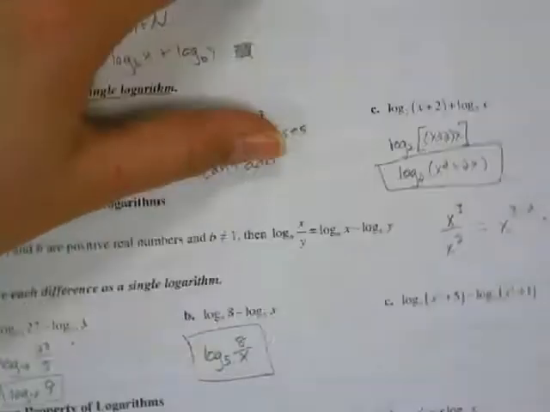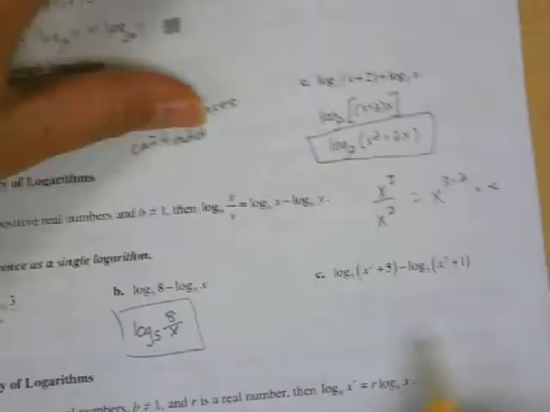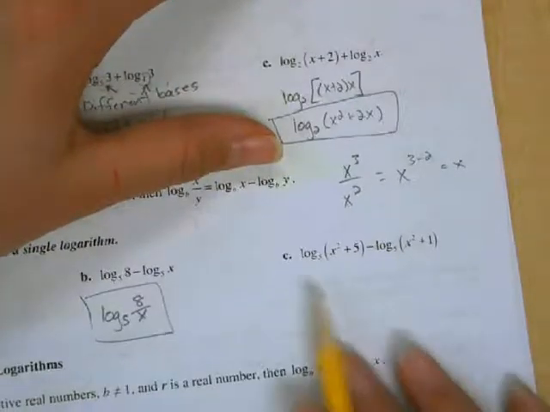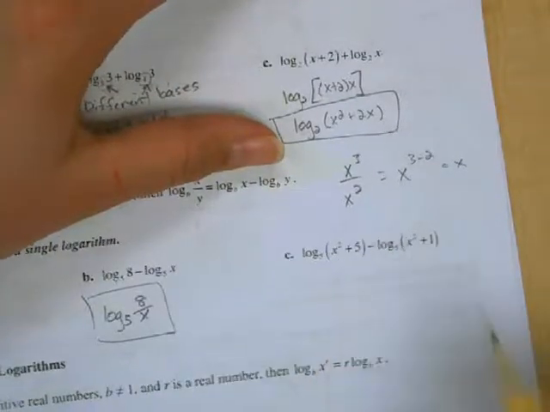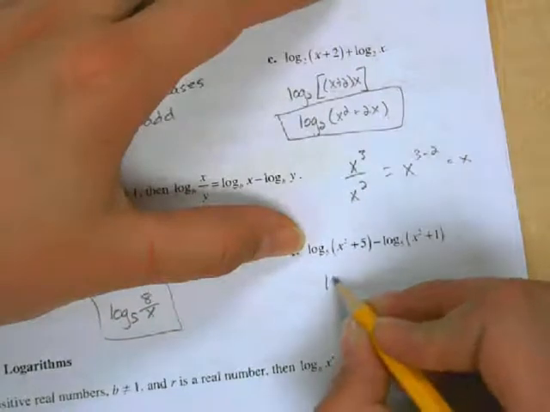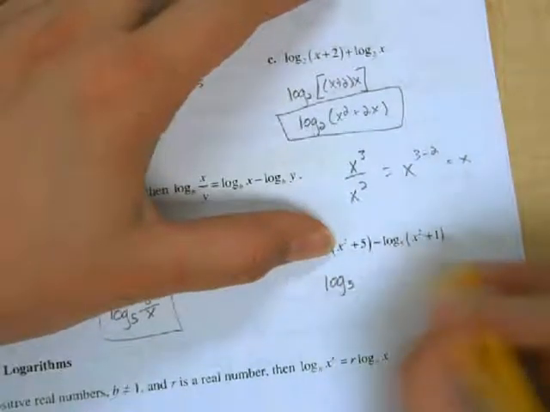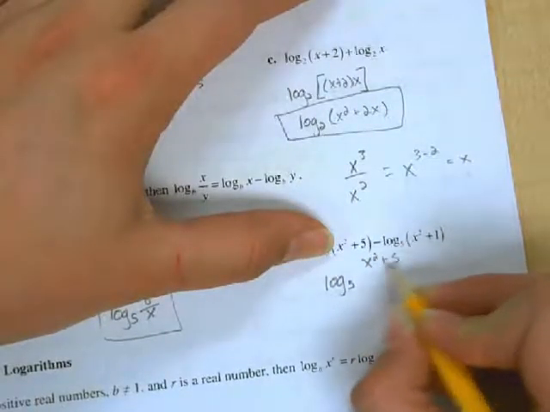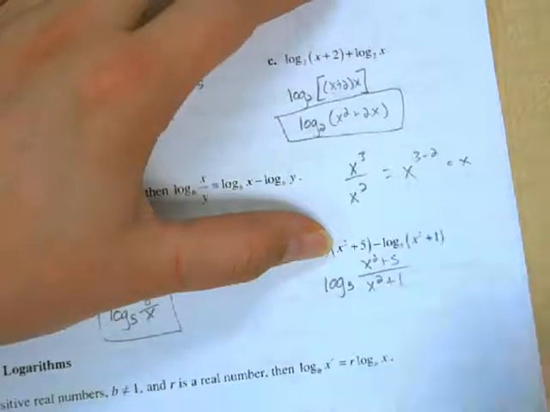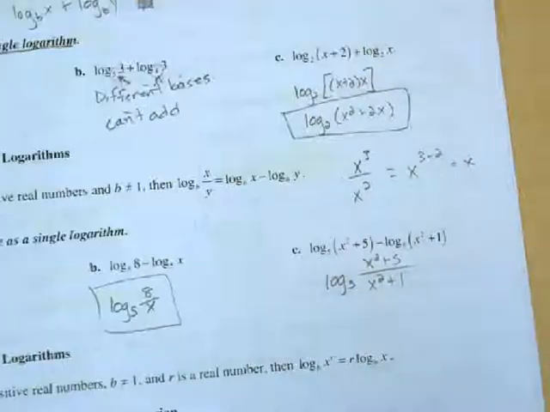Last one here, same sort of idea: log base 5 of x squared plus 5 minus log base 5 of x squared plus 1. So I get log base 5, and you go ahead and divide x squared plus 5 over x squared plus 1. So you go ahead and divide those out.